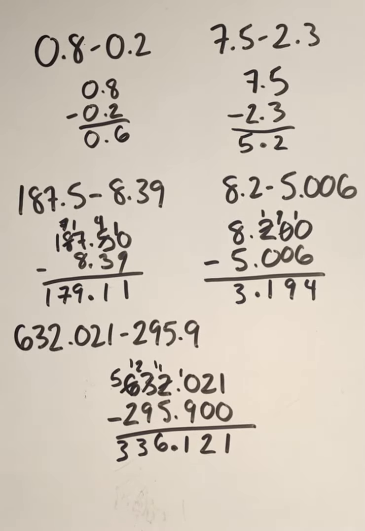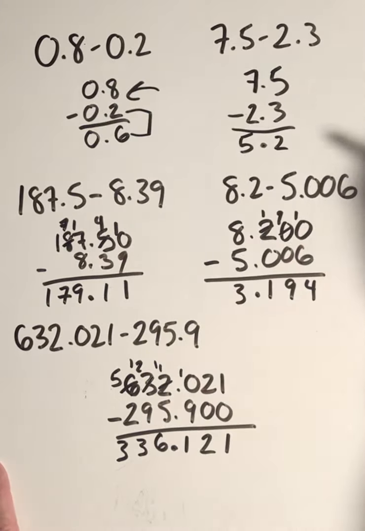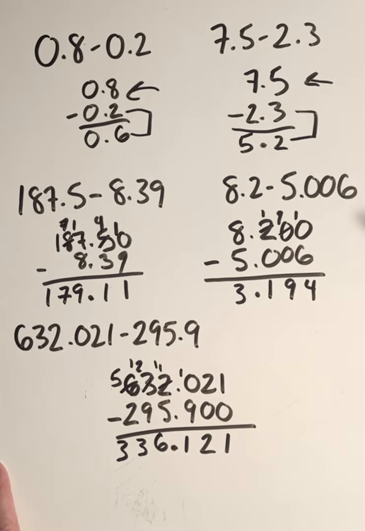It's a good idea, if you don't trust yourself with subtraction, like I don't, to check it with addition. So if you wanted to, you could add these two numbers and they should equal this number. Add these two numbers and it should equal this number.